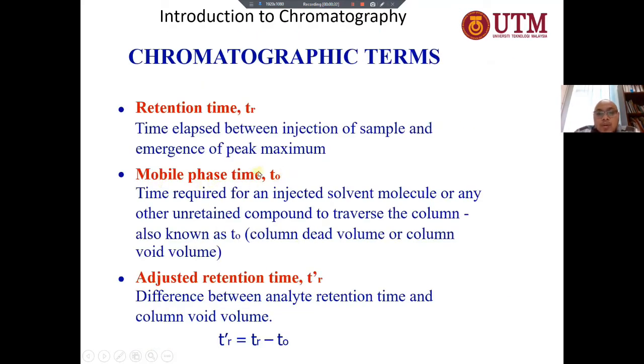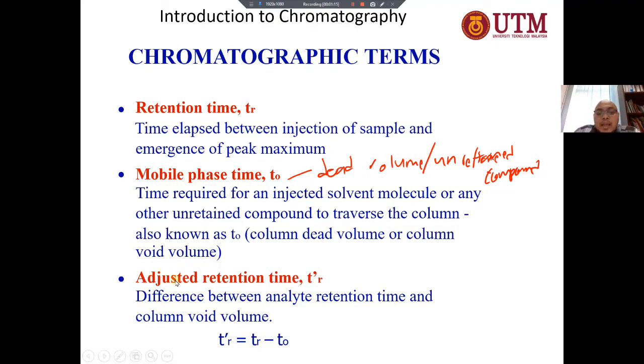Mobile phase time, or dead volume, or unretained compound, is the time required for an injectant solvent molecule or any other unretained compound to traverse the column, also known as T naught, column dead volume, or column void volume. It means anything that is not retained, not interacting with the stationary phase.